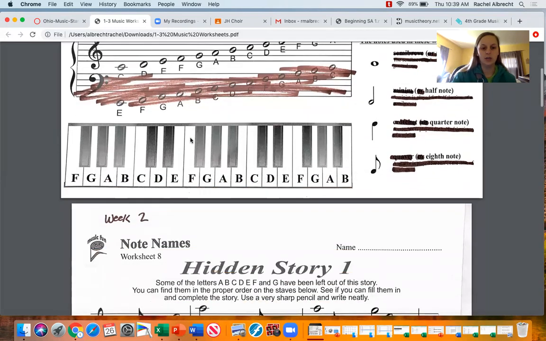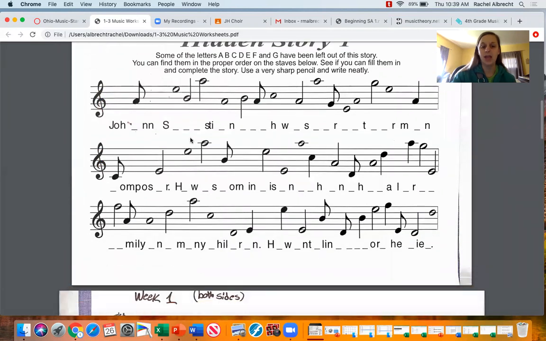So I'm going to scroll back down to hidden story, and I'm just going to walk you through these first few notes. With this first one, we first have to discover whether it is a space note or a line note. It is a space note because it's in between the lines. A line note has the line going through the note. This is on the second space, so thinking through F, A, C, E, second space would be A. So this one is A.